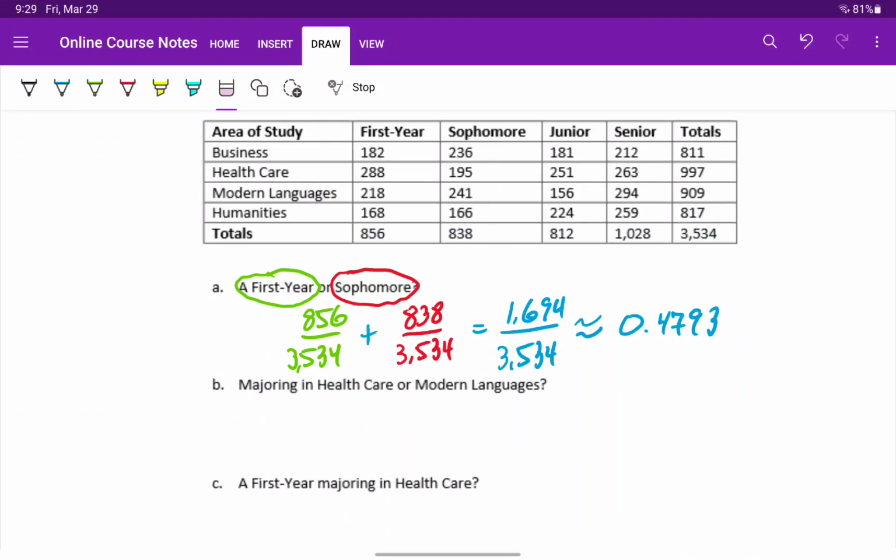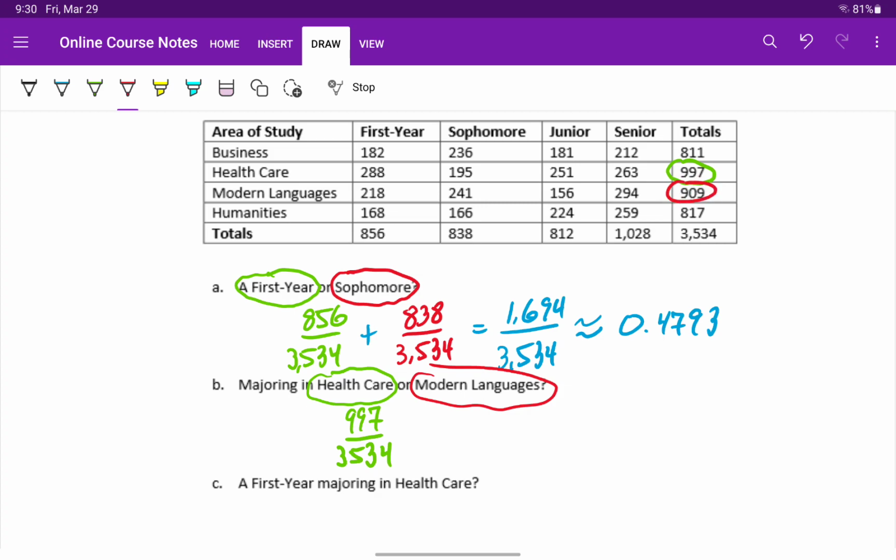In part B, now we're asked to find the probability that someone is majoring in healthcare or modern languages. Excluding the possibility that someone could have a double major, we're going to treat these as mutually exclusive events. You're either majoring in one or the other of those areas. So in this case, we'll look at the totals along the right-hand side. There are 997 students who are majoring in healthcare out of the 3,534 students.